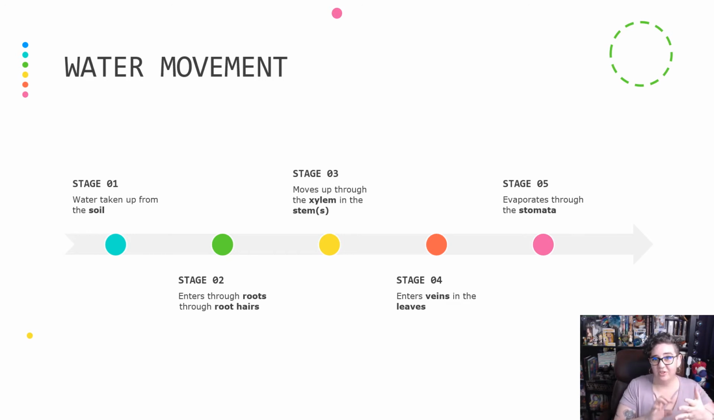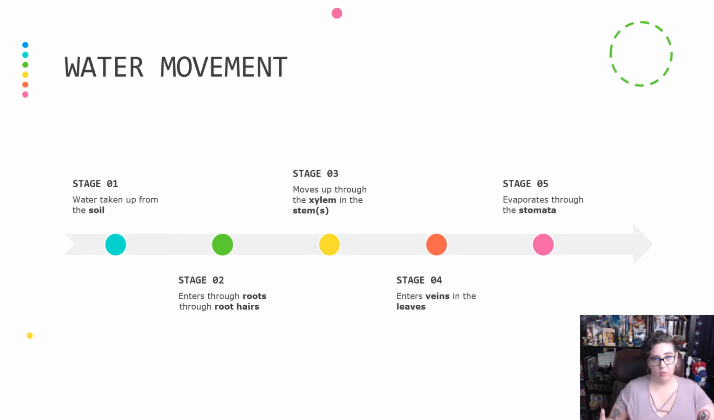It then enters the roots via the root hairs. It's then moved into the xylem, into the stems, and it's going up the plant. It enters the veins of the leaves, and then it evaporates through the stomata. And so we're going to talk really quickly now about how that's happening.